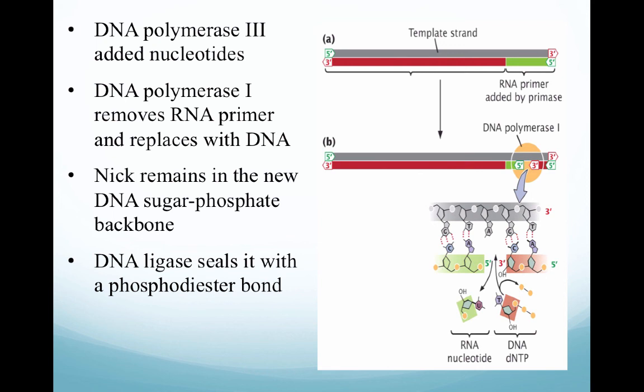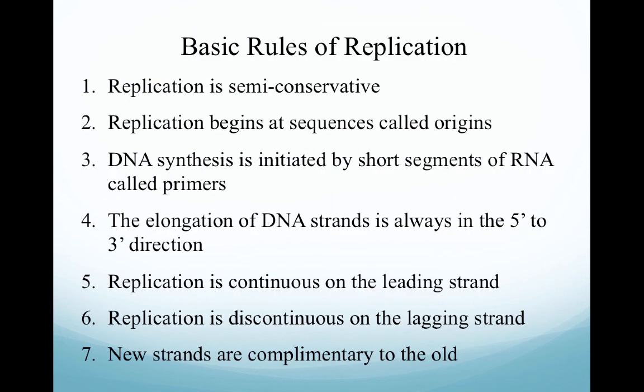During that polymerization process, there's going to be a nick that ends up happening, so a gap that exposes the sugar phosphate backbone, and another enzyme is going to come in and actually go through the sealing process and create a phosphodiester linkage there. DNA ligase is the enzyme that's responsible for that.